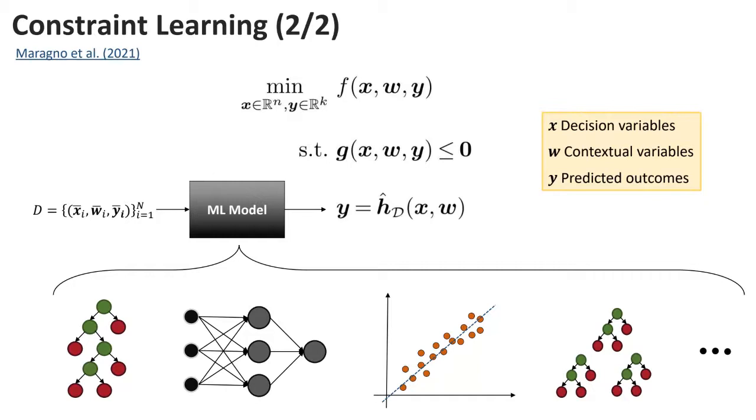Now, as you can see, that's my conceptual model. I have to minimize a function, which might be a function of y, but also x and w. Then I have some constraints, and then my y, the predicted outcome, is learned using a dataset D. The machine learning model that can be used is one of many different machine learning models that can be represented using linear functions, and sometimes we need binary variables. But I will show you later how to do it in more detail.